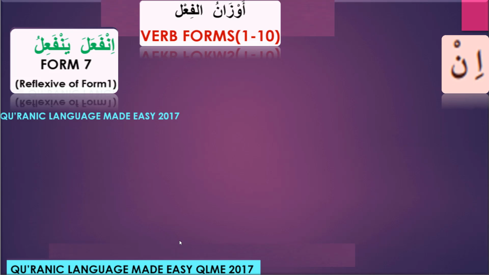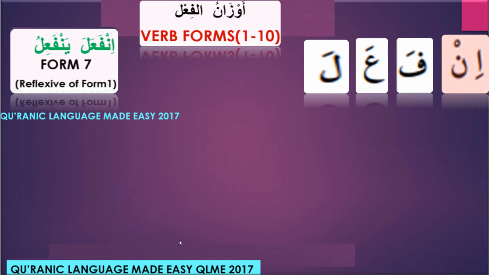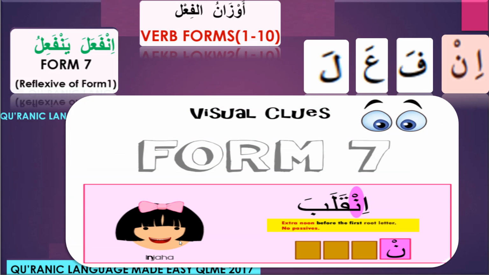This verb form is created by prefixing in to form 1, and it tends to have a reflexive or a passive meaning. For example, if I say kasara is to break, inkasara is to be broken, and this is built on form 1 by adding the prefix in to the form 1 verb. And this usually is a reflexive or a passive version of form 1. So qata'a is to cut or cut off, inqata'a, the meaning is to be cut off or to abstain. And the visual clues are extra noon before the first root letter, and inqalaba.